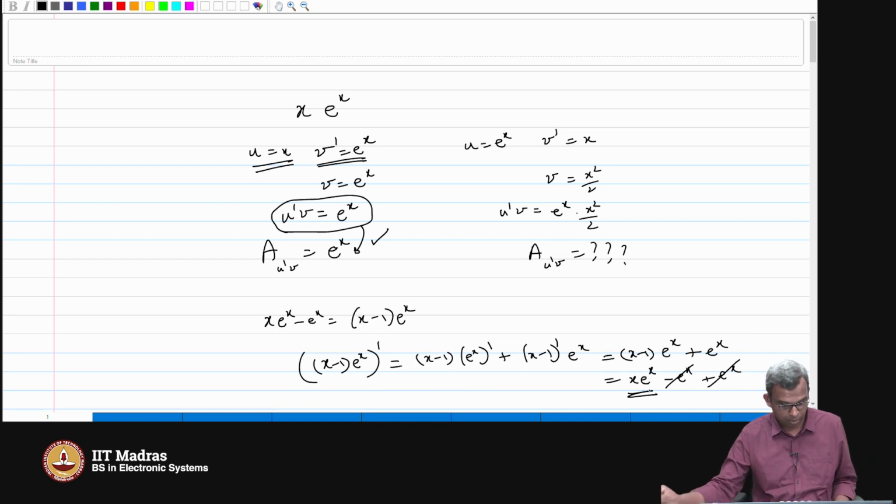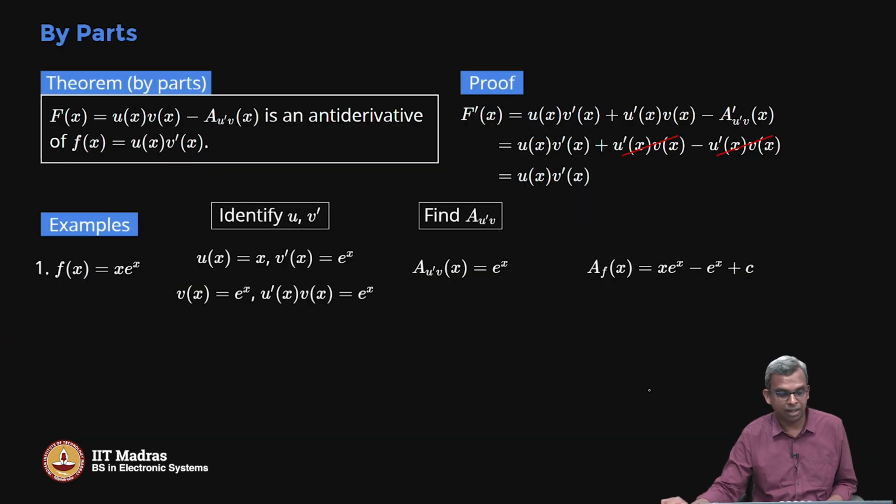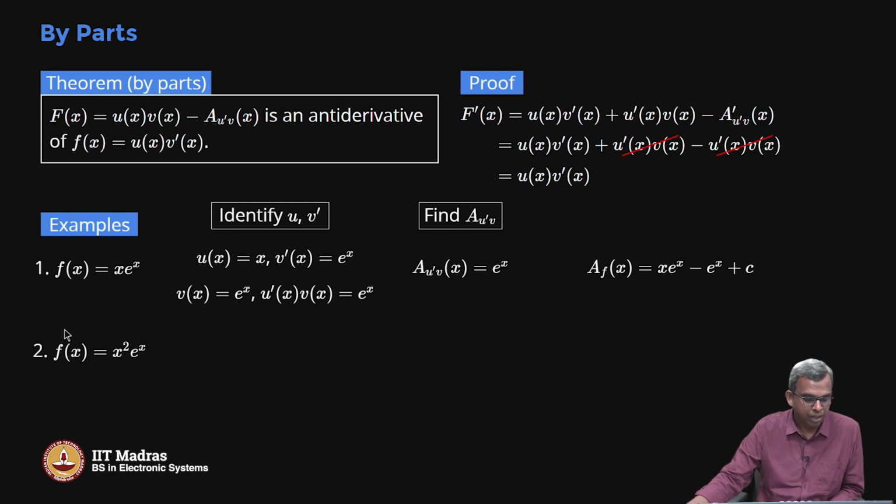So notice how this works. It is very nice that for x e power x, the antiderivative is x minus 1 into e power x, okay. A nice little formula that you get through the by parts method, okay. So you can do a little bit more. Here is a function which is x squared times e power x, okay. What do you do with x squared times e power x? Here also you can identify a u and v.